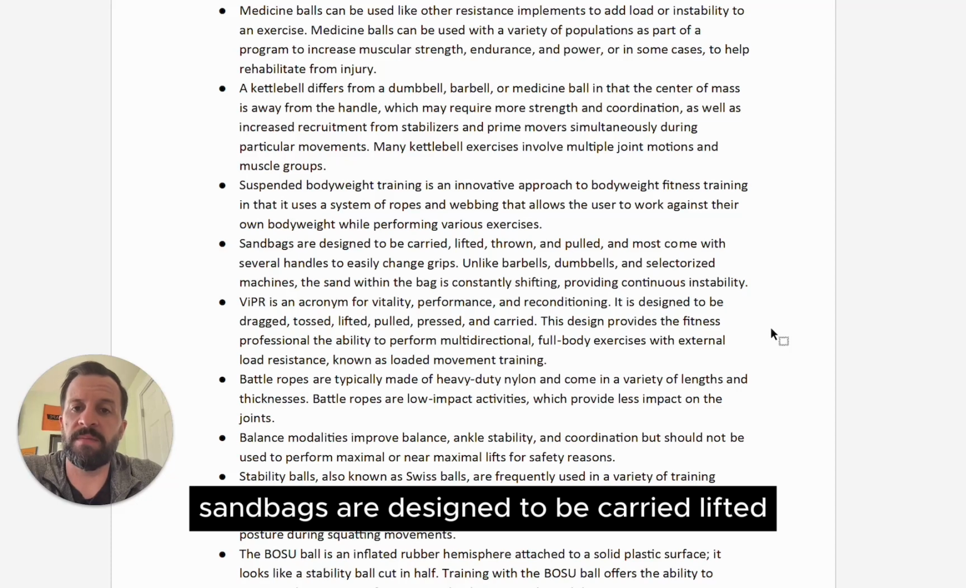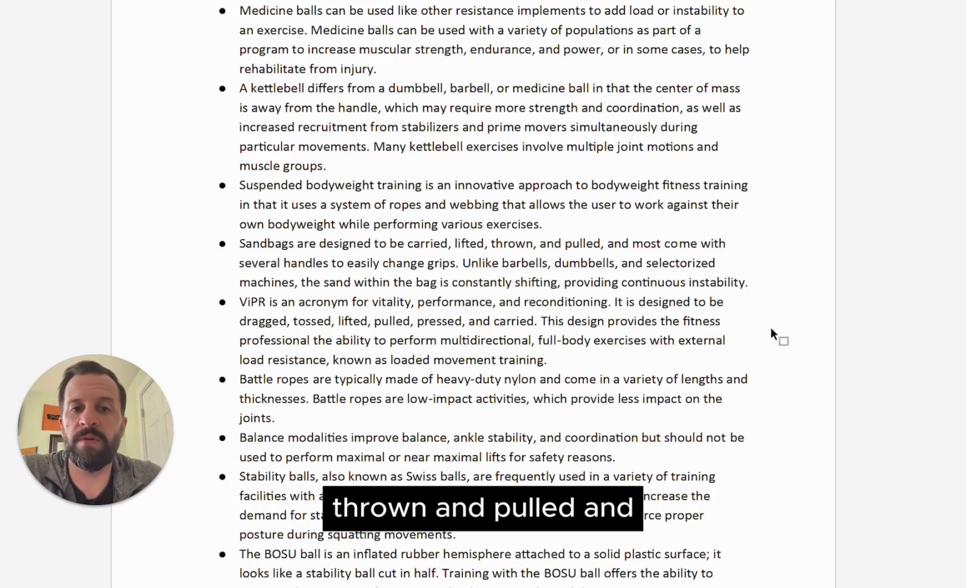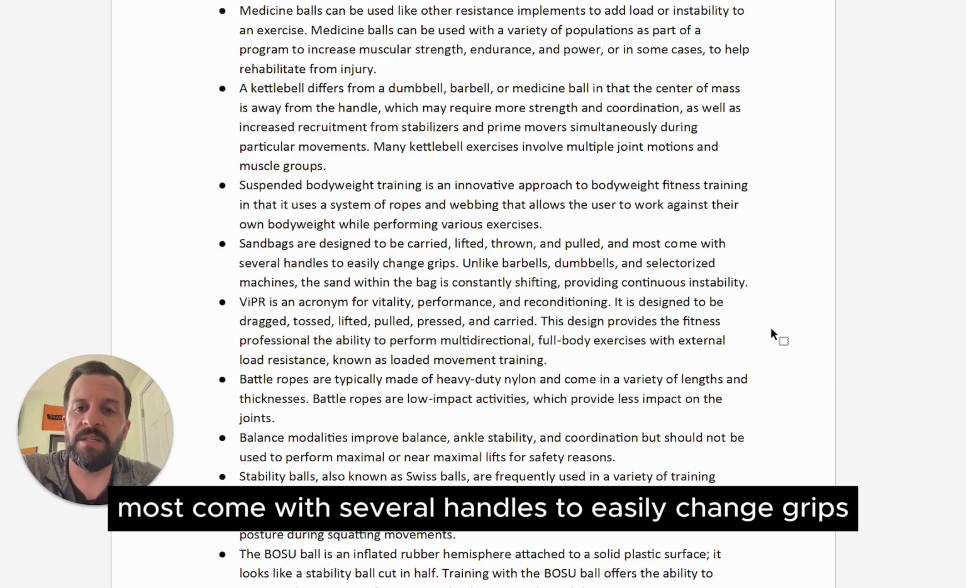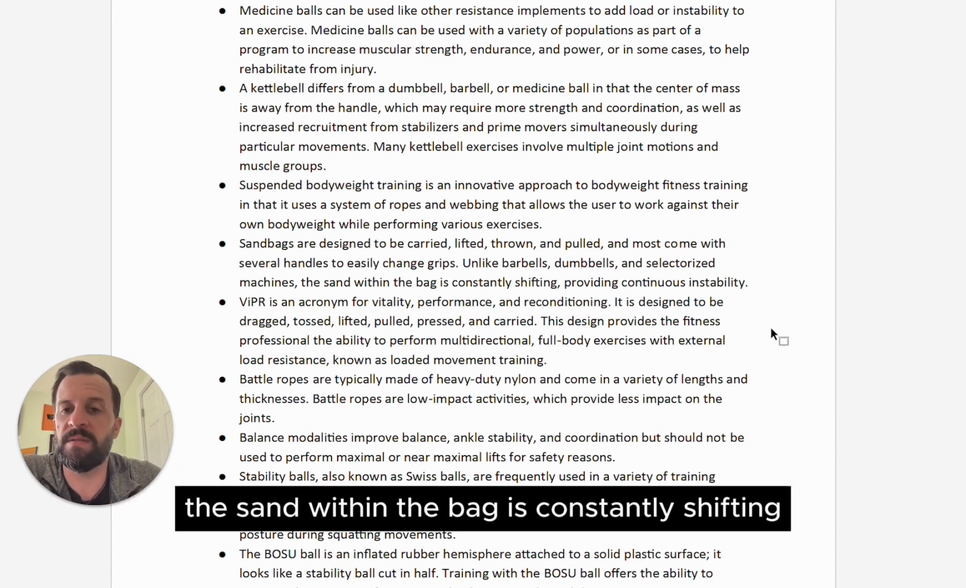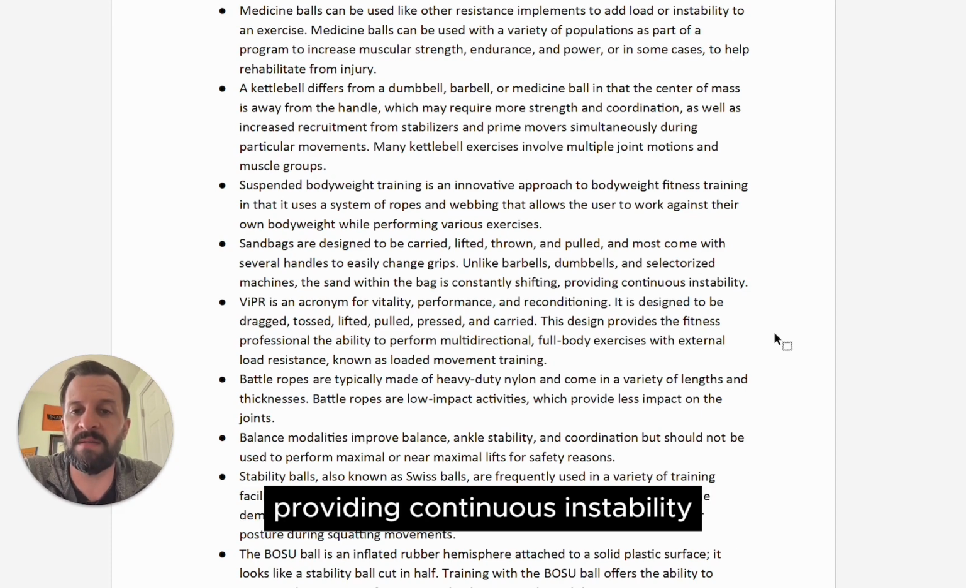Sandbags are designed to be carried, lifted, thrown, and pulled, and most come with several handles to easily change grips. Unlike barbells, dumbbells, and selectorized machines, the sand within the bag is constantly shifting, providing continuous instability.